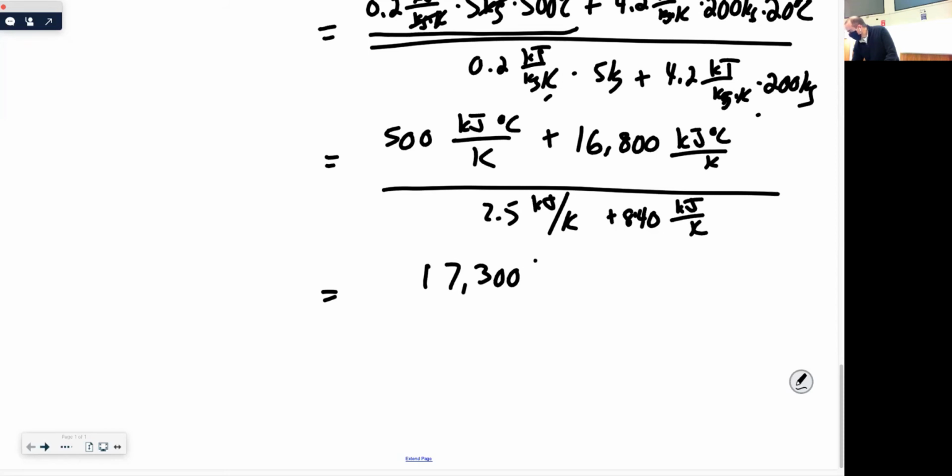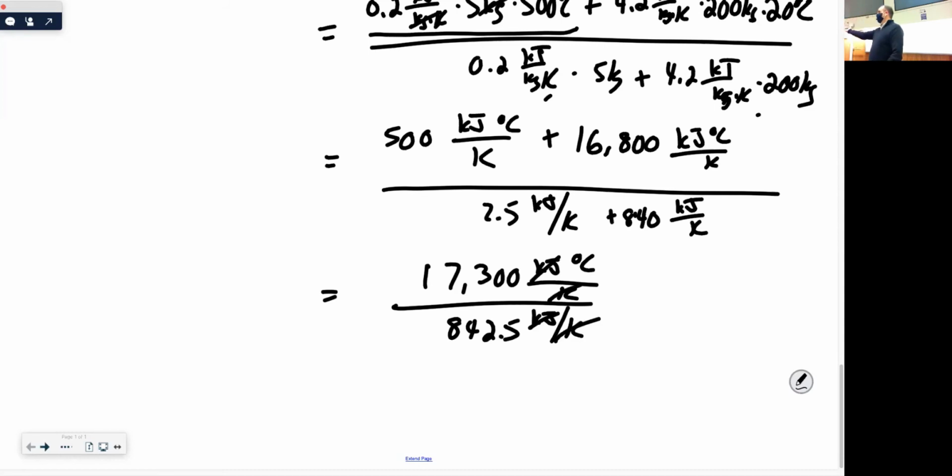17,300, again, kilojoules degrees Celsius per Kelvin divided by 842.5 kilojoules per Kelvin. And now my kilojoules and Kelvin just go away and I'm left with degrees Celsius. I didn't ever have to change it out if I didn't want to. And again, this is a delta T, you can use it back and forth. Okay, divide those two numbers and what do you get? 20.5.